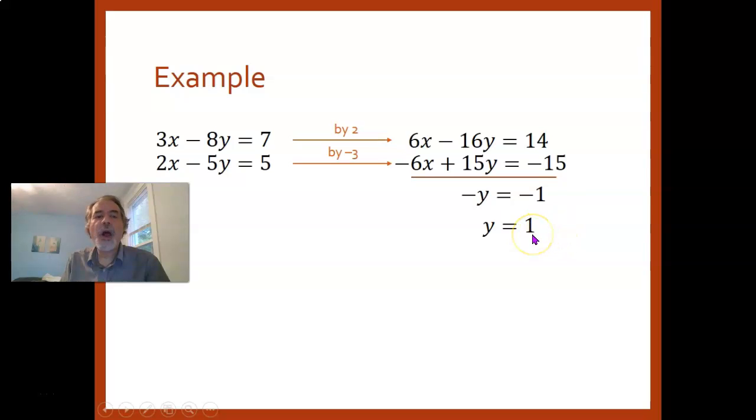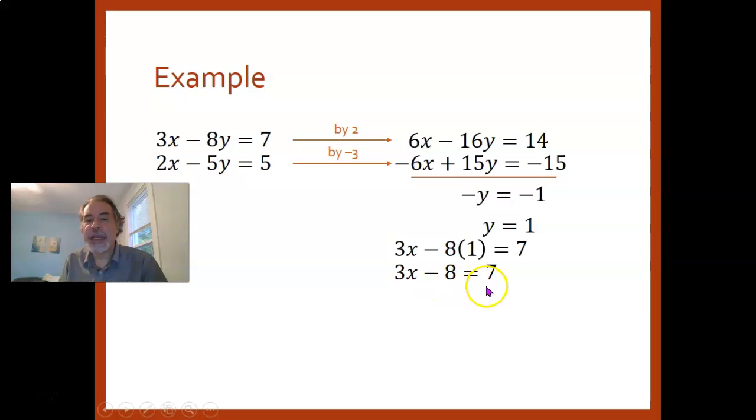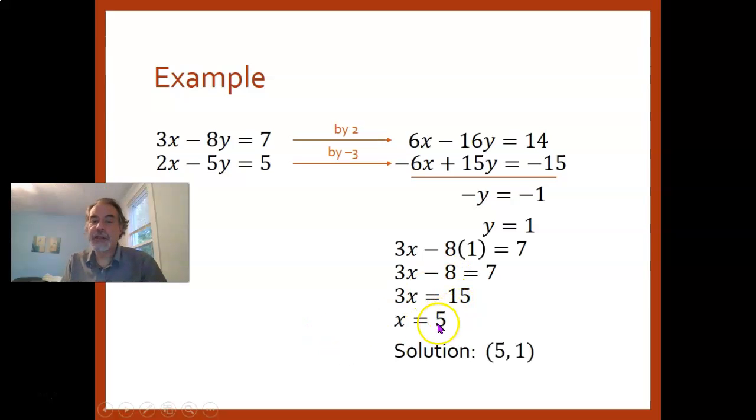And then take that 1 and go back and plug it in for y into either one of these equations. It will work. If I use the top one, 3x minus 8 times 1 equals 7. Well, 8 times 1 would just be 8, so 3x minus 8 equals 7. Add 8 to both sides, 3x equals 15. Divide both sides by 3, x equals 5. So we have our solution. X is 5 and y is 1.